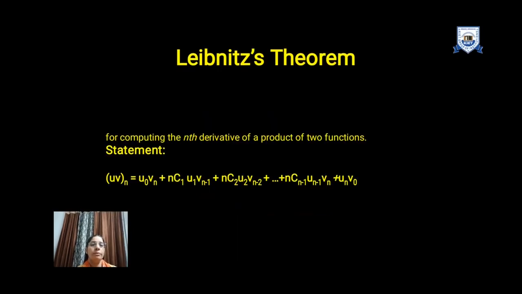According to Leibnitz Theorem, if we have a function which is the product of two functions, then we can find its nth order derivative, and it will be equal to u0 vn plus nC1 u1 v(n-1) plus nC2 u2 v(n-2) plus so on, up to the last term, un v0. Here u is a function of x only and v is also a function of x only, and this is the formula for the nth differential coefficient of the product of two functions.